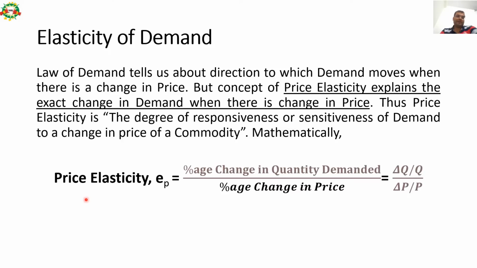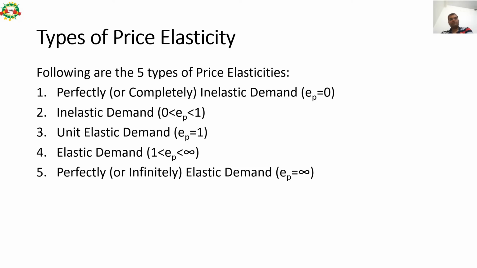So mathematically, price elasticity, which is symbolized by EP, is equal to percentage change in quantity demanded divided by percentage change in price. Please note down this formula. So these are the five different types of price elasticity. First, perfectly inelastic demand, also called completely inelastic demand, and here EP is equal to 0. If EP is equal to 0, then it is called perfectly or completely inelastic demand.